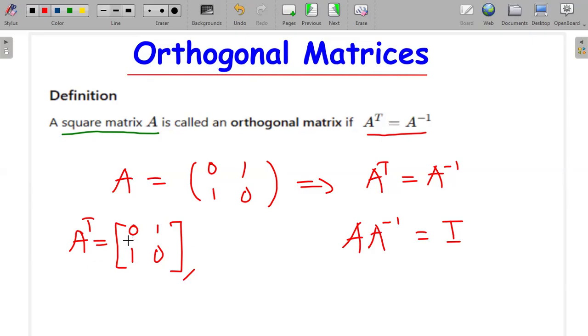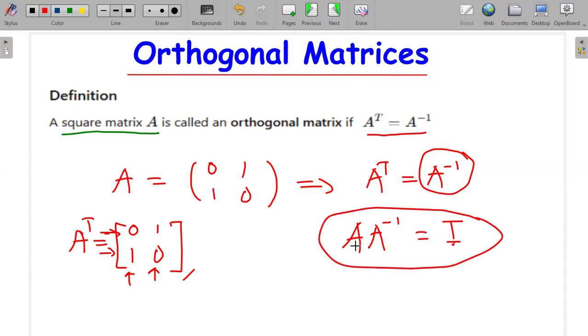So this one here is a 2 by 2 matrix. It has 2 rows and 2 columns. If we are saying that this transpose is equal to the inverse, then if I multiply this transpose with the matrix A and it gives me the identity, then it proves that actually the matrix is orthogonal.